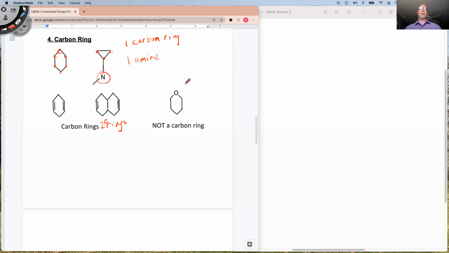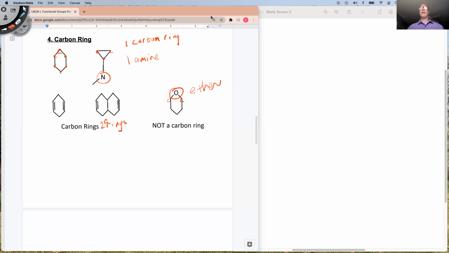And then if you take a look at this next one, this is not a carbon ring right here because it's not a complete ring of carbons. What is the name of this compound? Which is the functional group that has an oxygen in between two carbons? What do we call that? This functional group here is called an ether. All right, so it's called an ether.